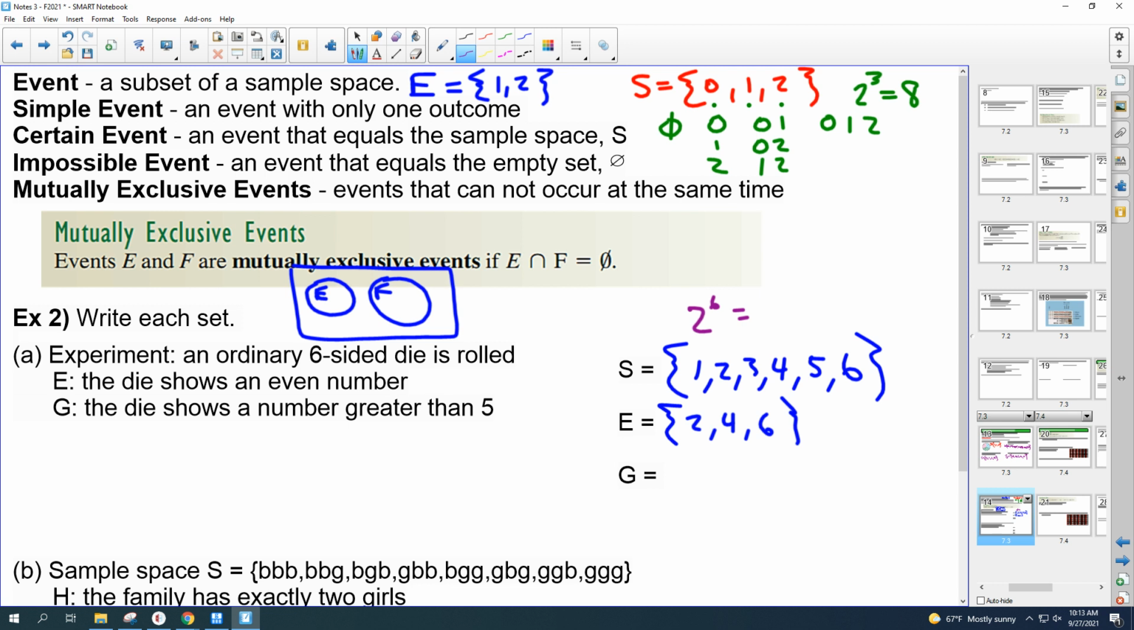Event G, the die shows a number greater than 5. A number greater than 5, well, that's just this. And that's it. There's not a lot to it.